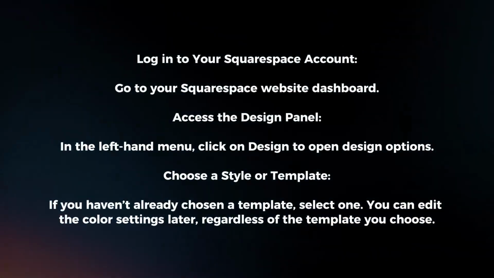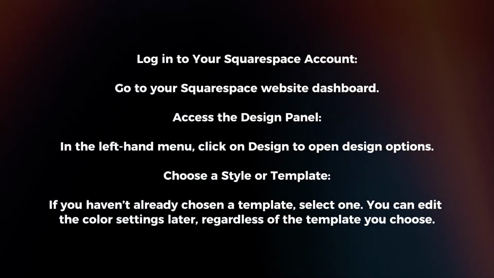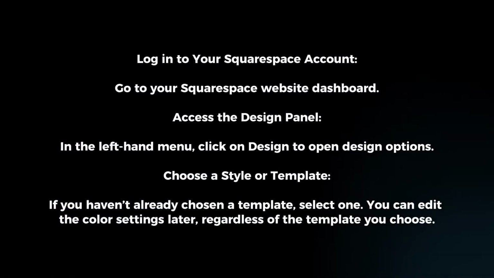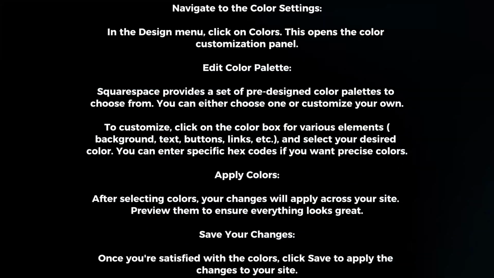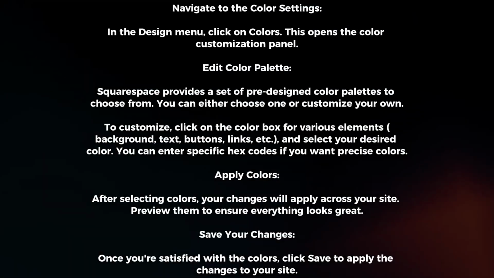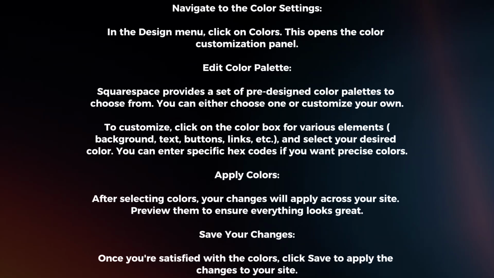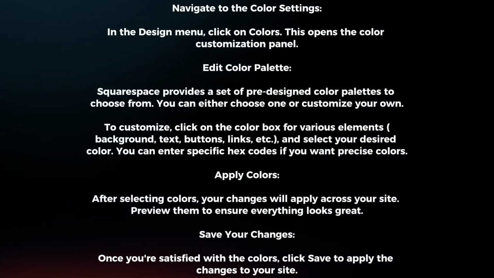Choose a style or template. If you haven't already chosen a template, select one. You can edit the color settings later, regardless of the template you choose. Navigate to the color settings. In the design menu, click on Colors. This opens the color customization panel.